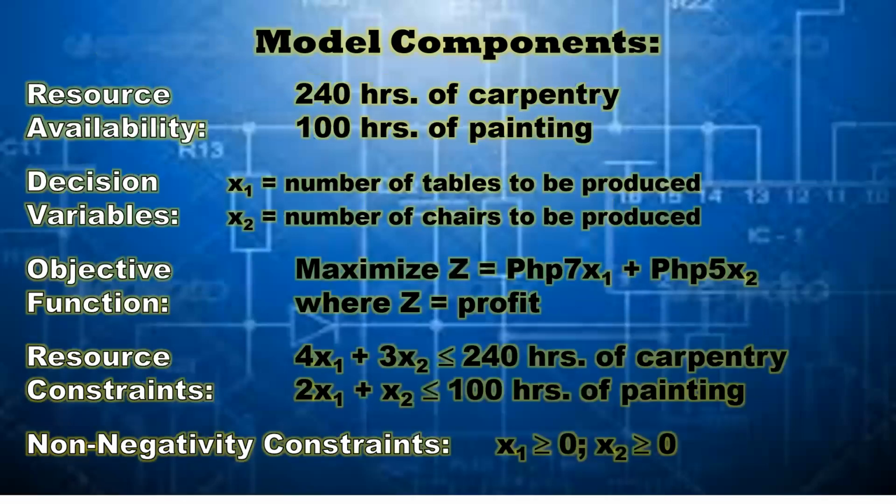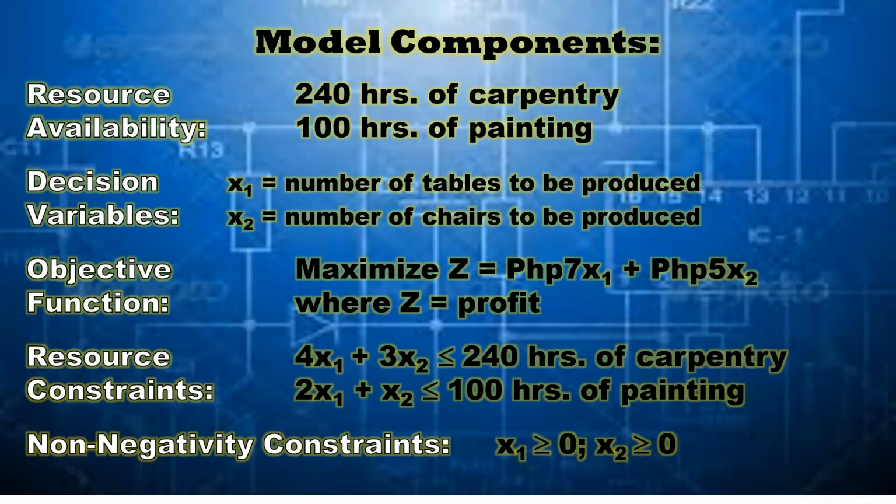So with this, we now have the model components. Let's go to the decision variables. Of course, our x sub 1 would be the number of tables to be produced. And x sub 2 is the number of chairs to be produced. So our objective function is to maximize. Say we let z be our profit, then our function would be 7x sub 1 plus 5x sub 2.